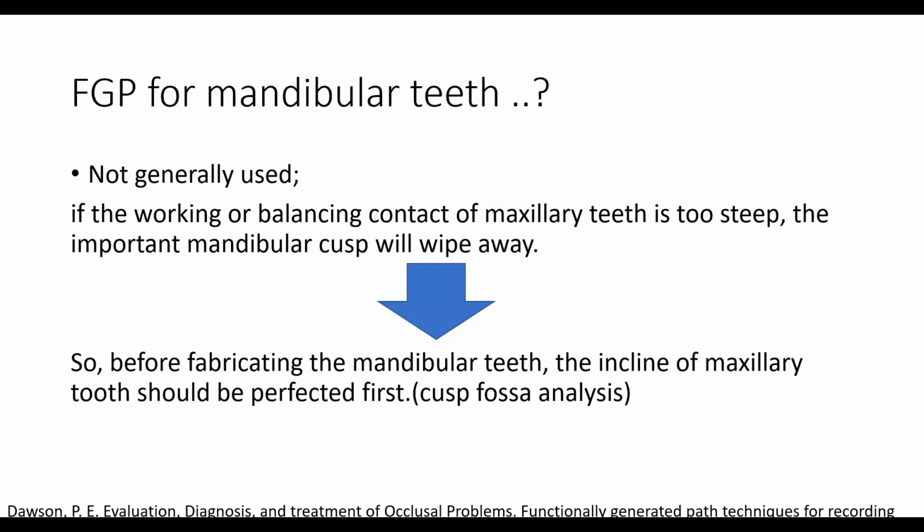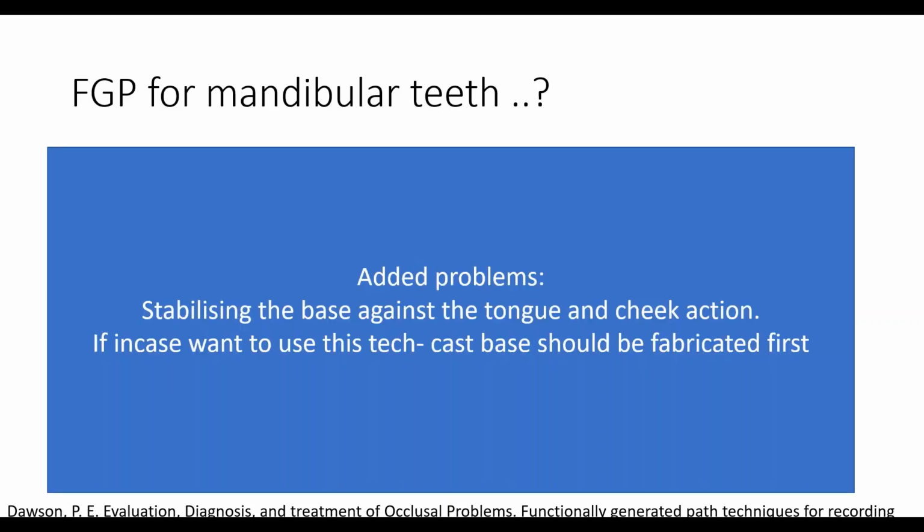So coming to the functionally generated path for mandibular teeth, is it required? Not generally used. If the working or balancing contact of the maxillary teeth is too steep, the important mandibular curves will be wiped away. So this cannot be done for the mandibular teeth. Before fabricating the mandibular teeth, the incline of the maxillary tooth should be perfected first. The added problem is that stabilizing the base against the tongue and the cheek is a difficult task. If you want to use this technique, a cast base should be fabricated first, and over that the indentation can be made.